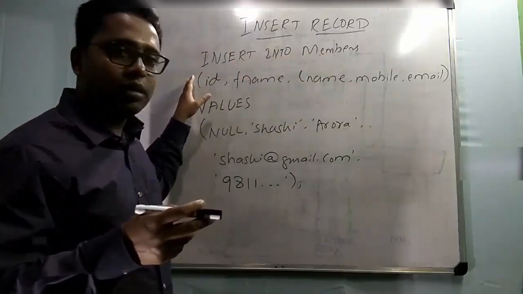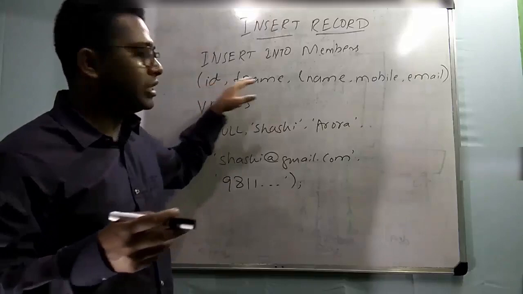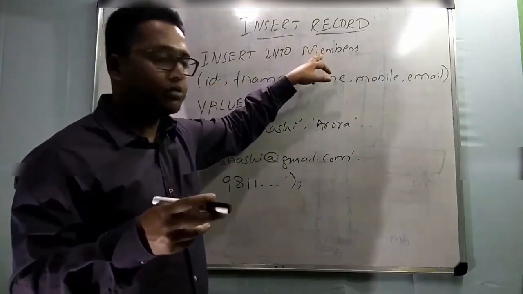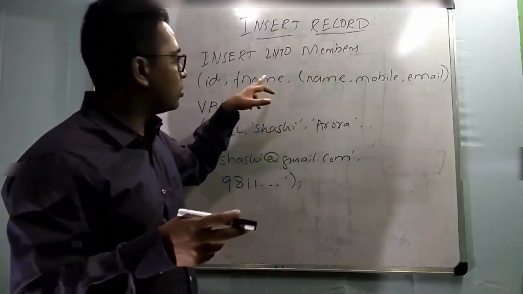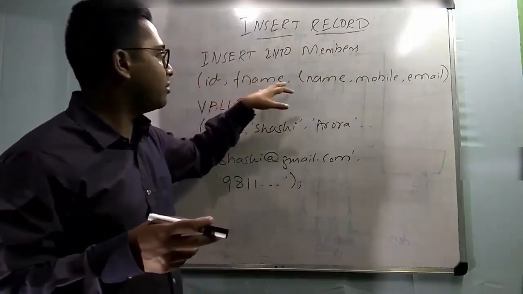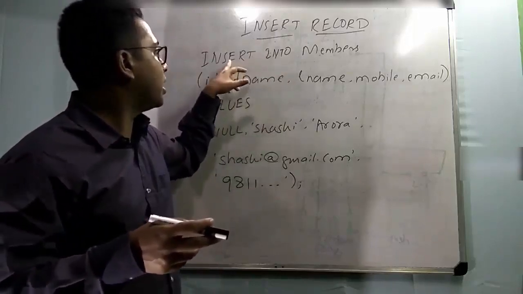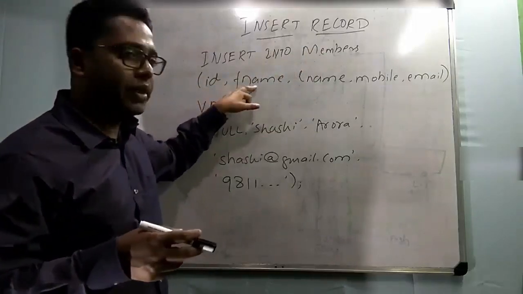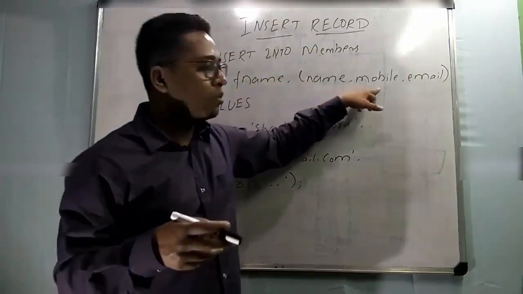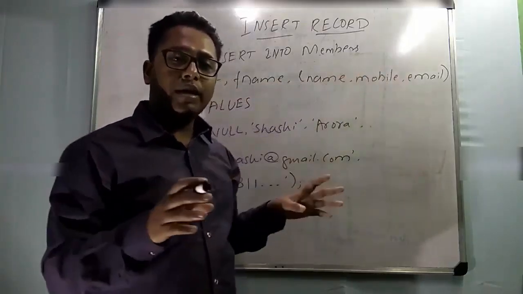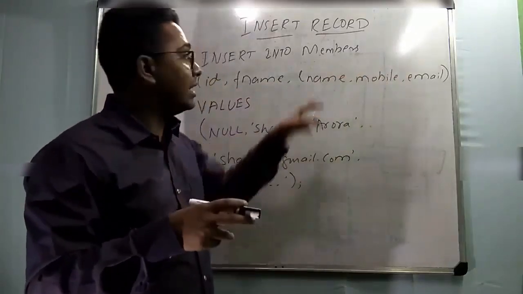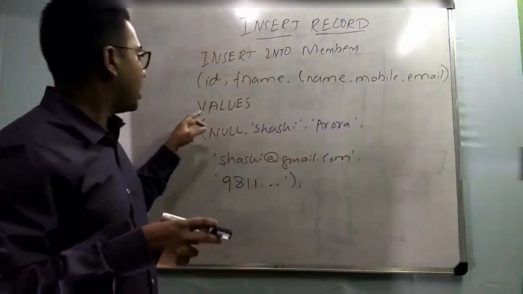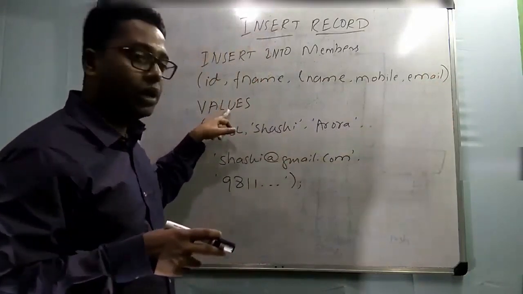So we need to tell MySQL insert into table name, and then you need to open a round bracket and mention the fields that you have created inside this table. The same fields you need to enter inside the bracket. Once you enter insert into members, open bracket, then ID, comma, Fname, comma, Lname, comma, mobile, comma, email, and you have entered all the fields present inside the table, you need to close that bracket and type the keyword values.